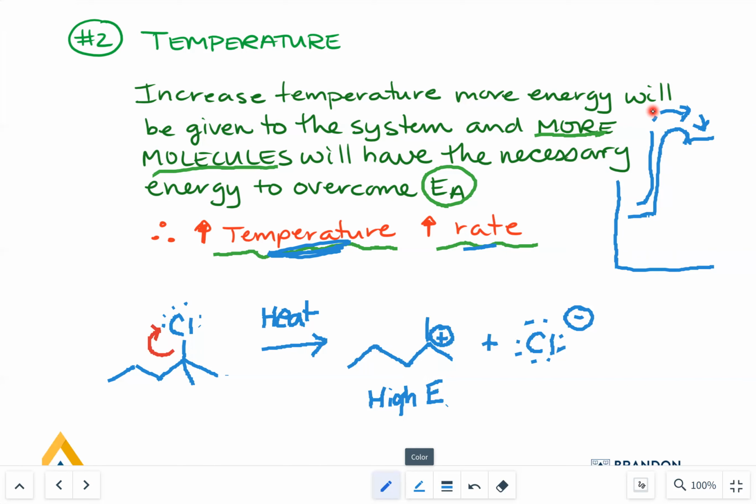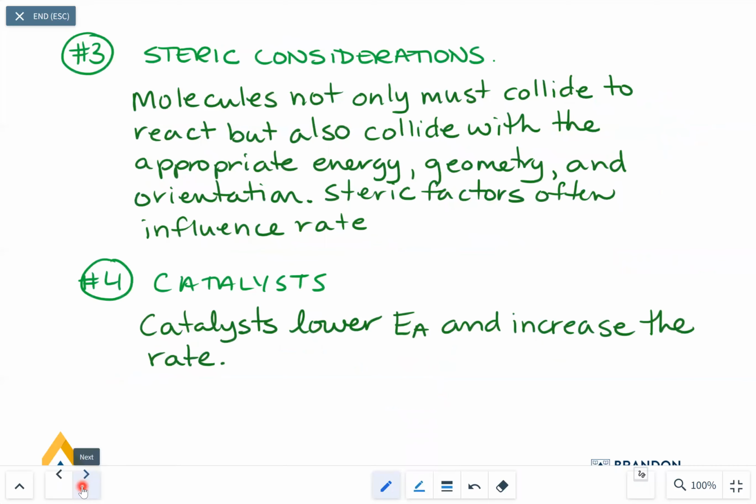So that's one way. And that's probably the most common way that we think of, just heat it up. A lot of molecules aren't stable when you increase the heat. So it's not a universal elixir of making reactions work. Temperature works quite a bit, but it's not the end all or be all.